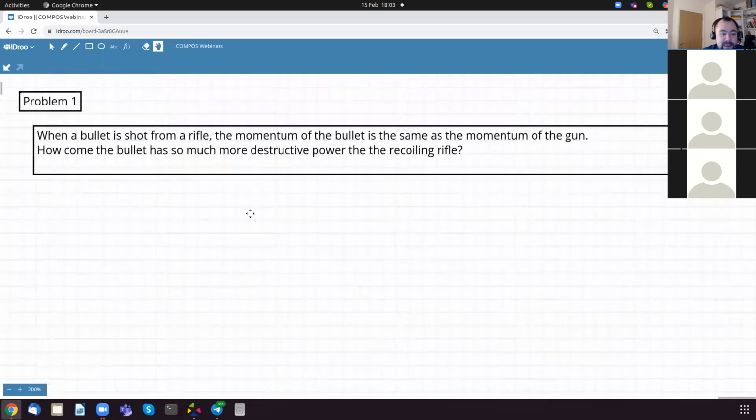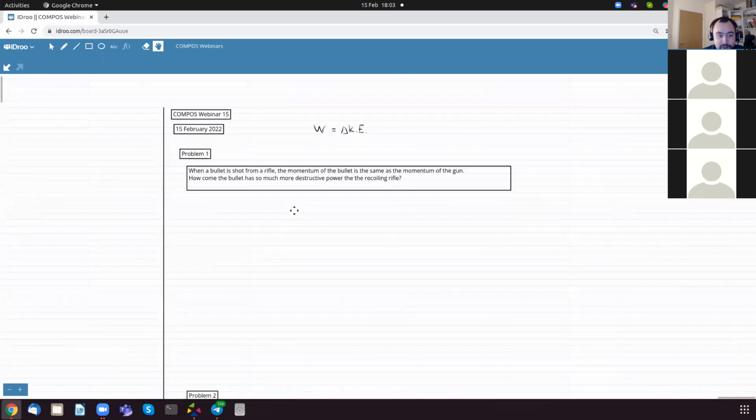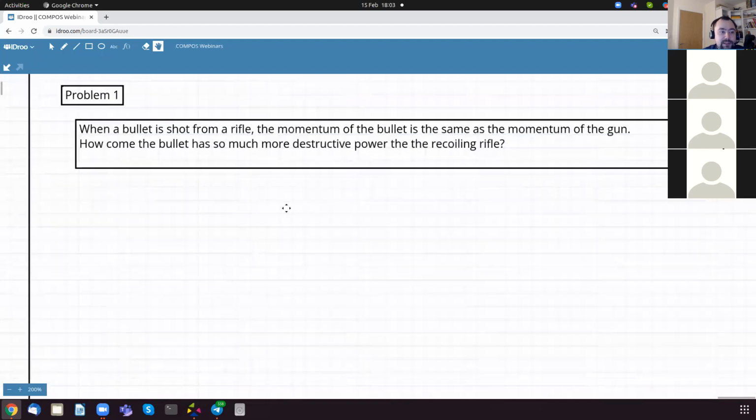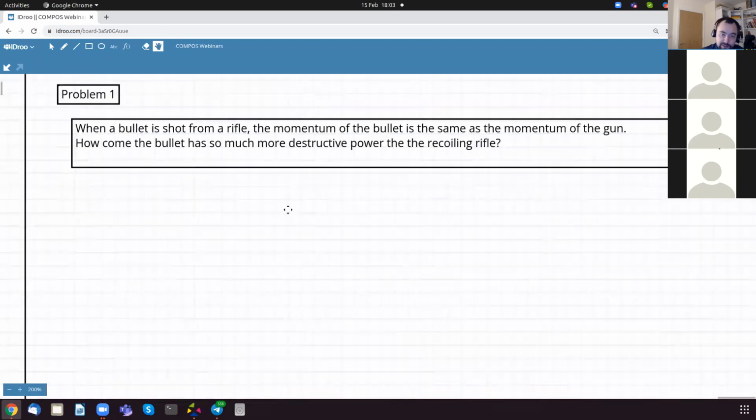The first one is a classic question, classic problem. This is to do with conservation of momentum and conservation of energy. When a bullet is shot from a rifle, the momentum of the bullet is the same as the momentum of the gun. Okay, how come the bullet has so much more destructive power than the recoiling rifle?